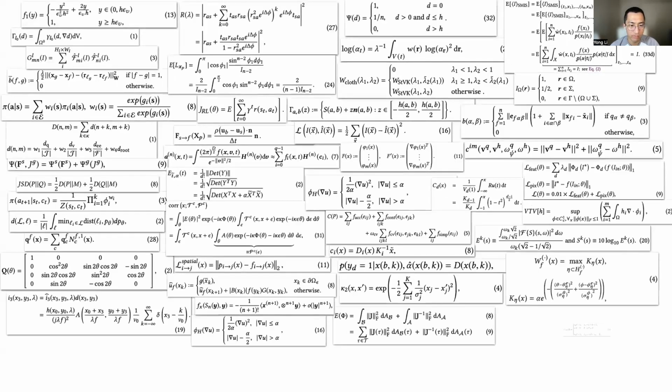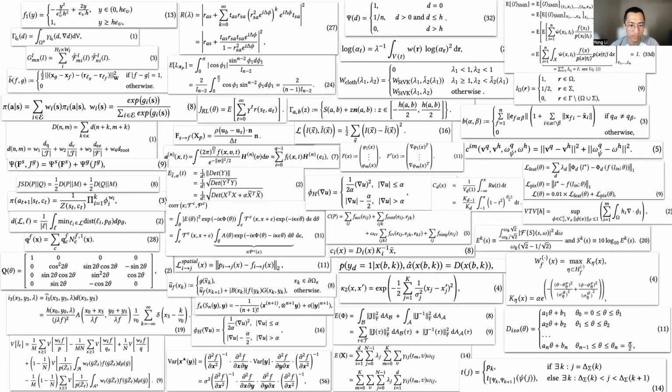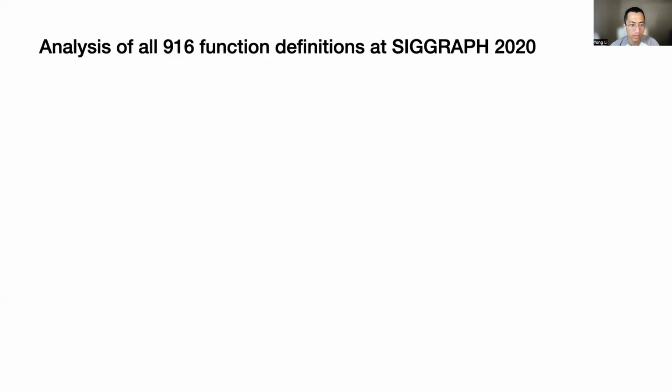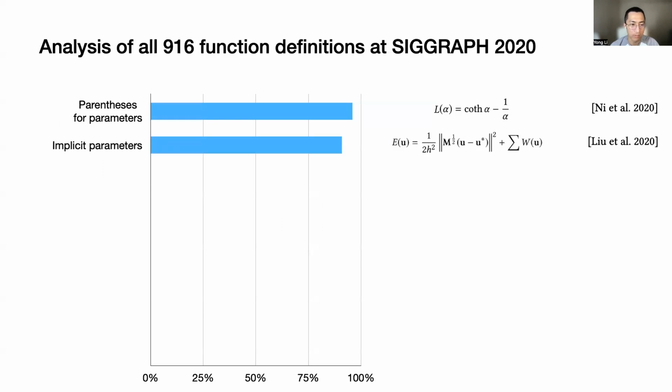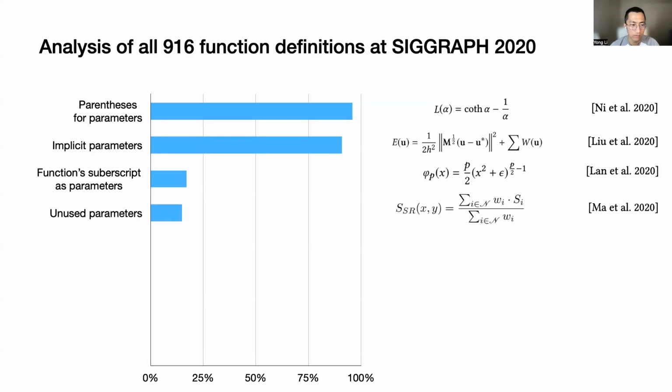Quantitatively, we manually observed the 916 function definitions across the 156 SIGGRAPH papers. We take an empirical approach to categorize these equations. Here is the overview of them. 96% use parentheses for parameters. 91% rely on implicit parameters. 17% interpret the function's subscript as parameters. 15% have seemingly unused parameters.